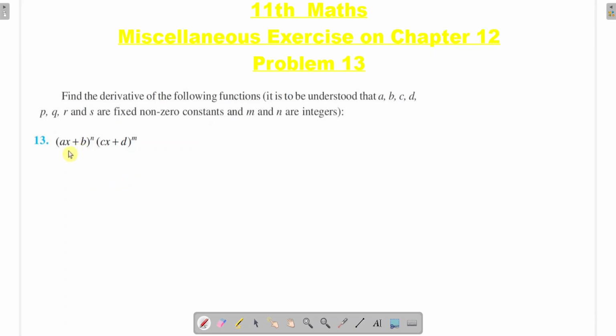So what we have to do is find the derivative of the given function here. The given function is (ax plus b) the whole raised to n multiplied by (cx plus d) the whole raised to m. So let us start. We have to find the derivative, that means d by dx of the given function, that is (ax plus b)^n multiplied by (cx plus d)^m.